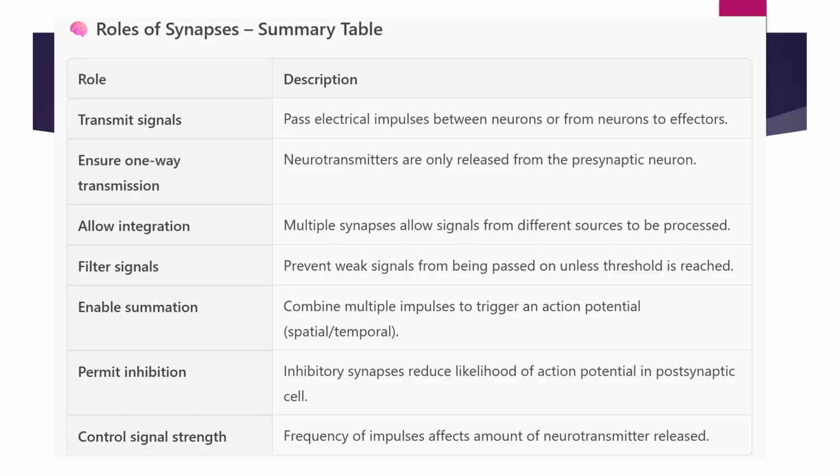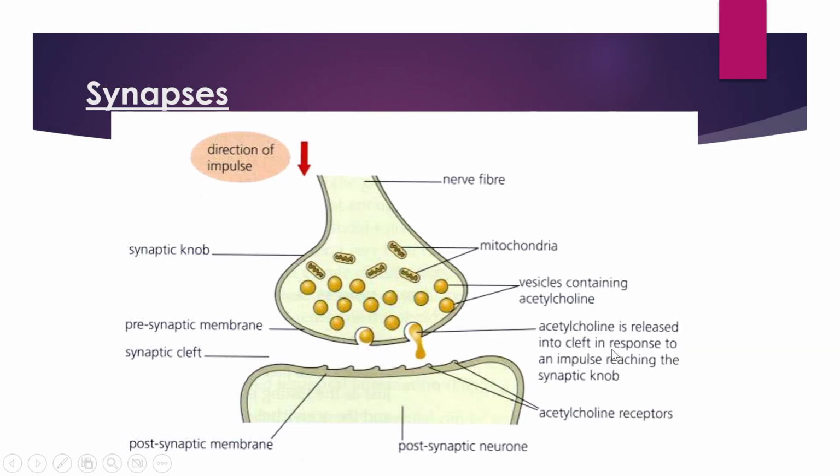They permit inhibition. Inhibitory synapses reduce the likelihood of an action potential in the postsynaptic cell. Control signal strength: frequency of impulses affects how much neurotransmitter is released.